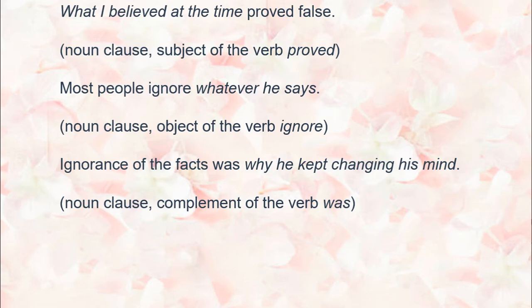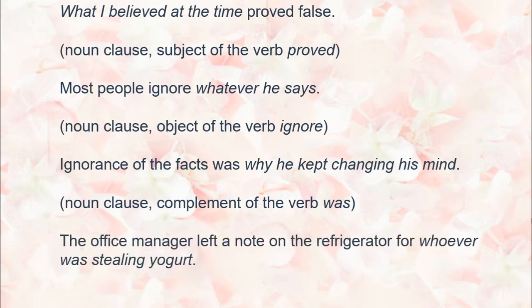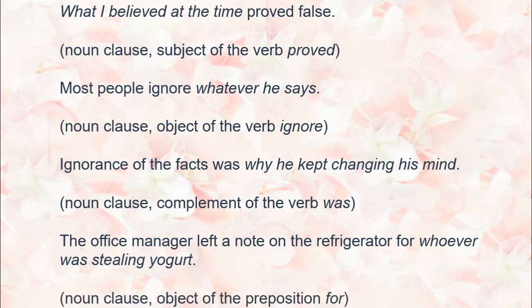Okay, so do you know what a complement is? Complement indicates another identification of the subject. Okay. The office manager left a note on the refrigerator for whoever was stealing yogurt. So this is also a noun clause, and this "whoever was stealing yogurt" clause is used here as the object of the preposition for.